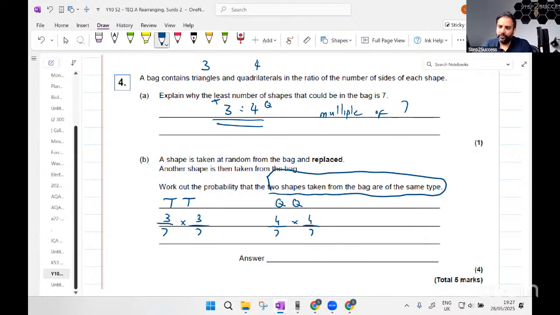When you have more than one option in probability, in this case, we could get 2 triangles or we could get 2 quadrilaterals to get 2 of the same type, then you add their answers together. So the probability here is 9 out of 49. 3 times 3 is 9, 7 times 7 is 49. Plus 4 times 4 is 16 out of 49. 9 add 16 is 25 out of 49. That would be the probability of 2 shapes of the same type.